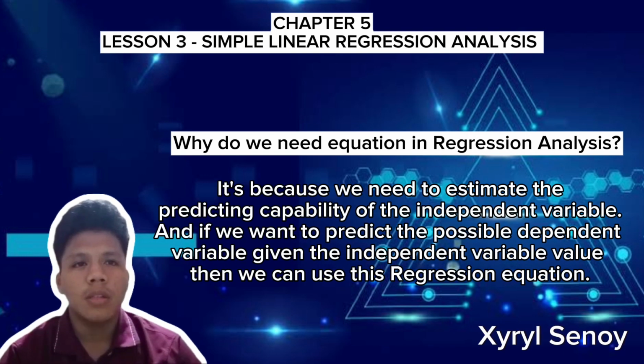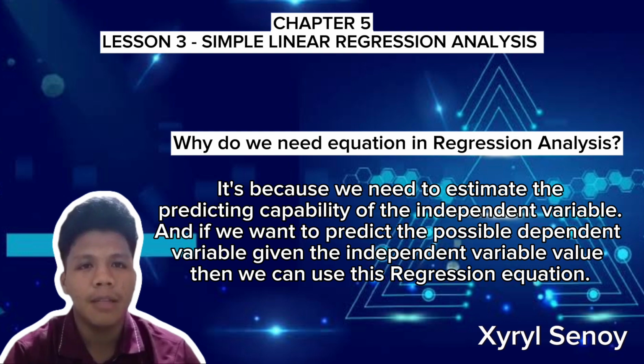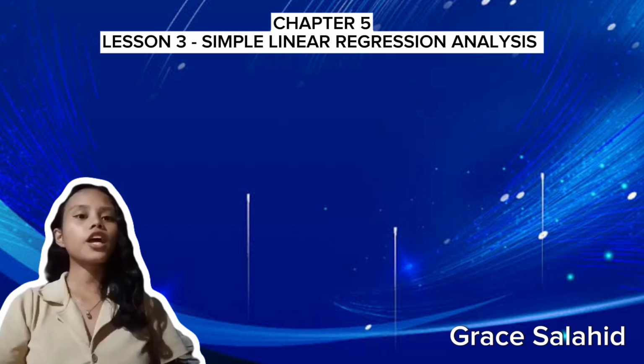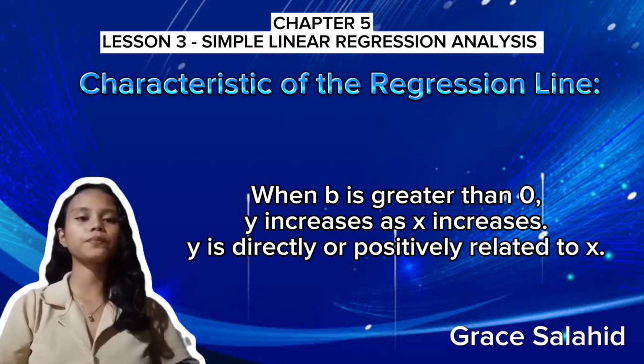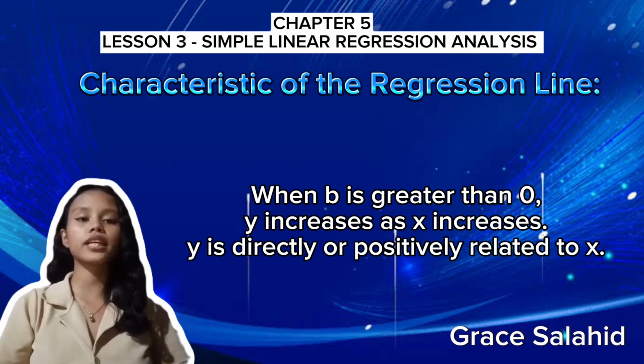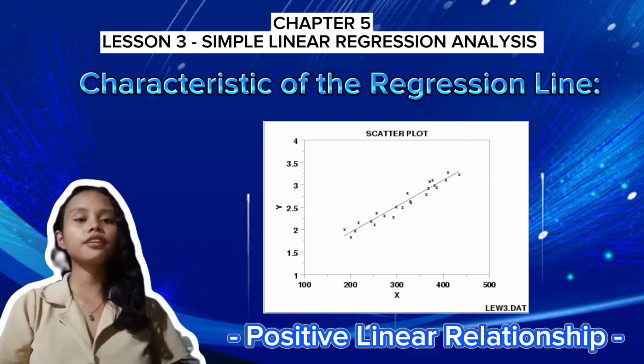Why do we need an equation in regression analysis? It's because we need to estimate the predicting capability of the independent variable. And if we want to predict the possible dependent variable given the independent variable value, then we can use this regression equation. Characteristics of the regression line. When b is greater than 0, y increases as x increases. In this case, we can say that y is directly or positively related to x. So as you can see on the scatter plot, that is the positive linear relationship.